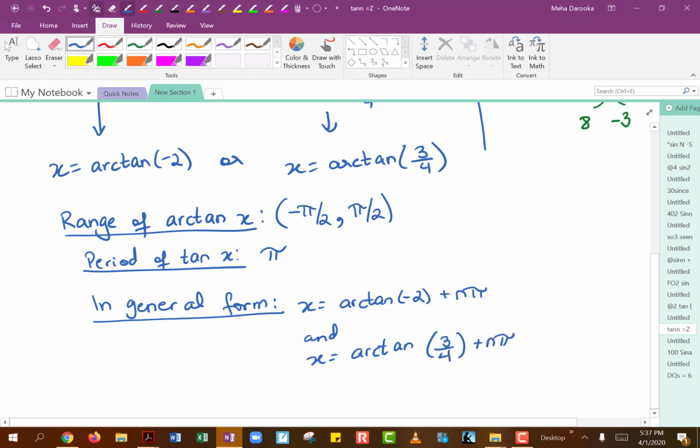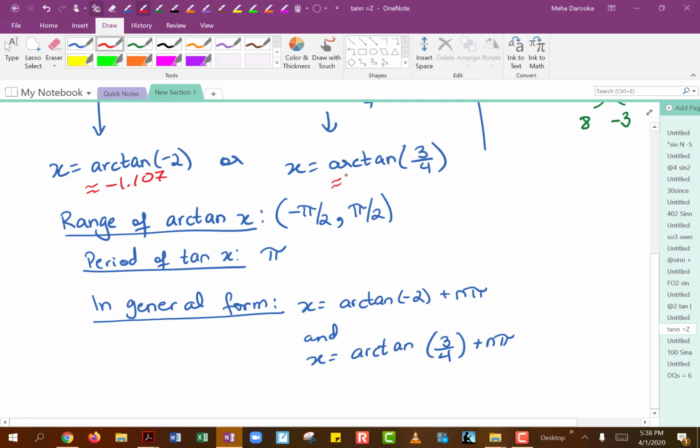Now you do want to make sure that the answers you are getting from arctangent of negative 2 and arctangent of 3 over 4 are going to be within the range of the arctangent function. So just use your calculator, and that's the tangent inverse function. So at negative 2 you are getting approximately, so this guy as a decimal comes out to be approximately negative 1.107, and of course it keeps going.